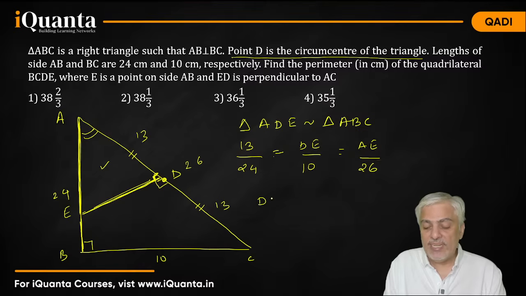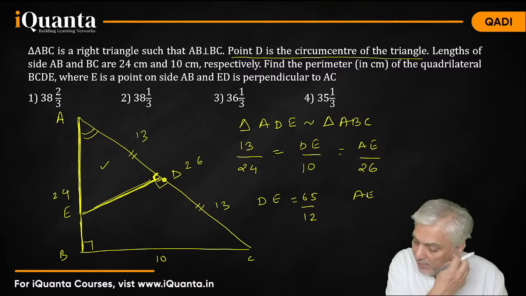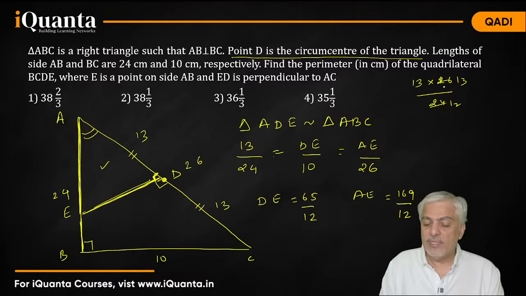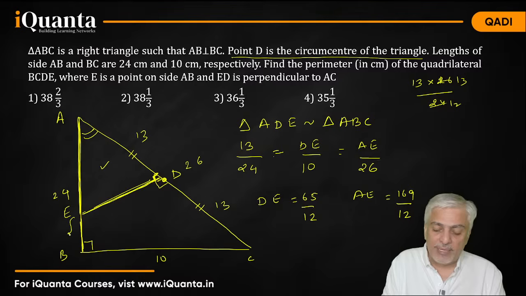So you will get both these values but in fractions. You'll get DE is 65 upon 12 if I am not mistaken, 130 upon 24, which is 65 upon 12, and AE will be 169 upon 12. I am not very sure of my calculations, I am just doing it orally, so check if I am right. 13 into 26 upon 24. Yeah, 169 upon 12.